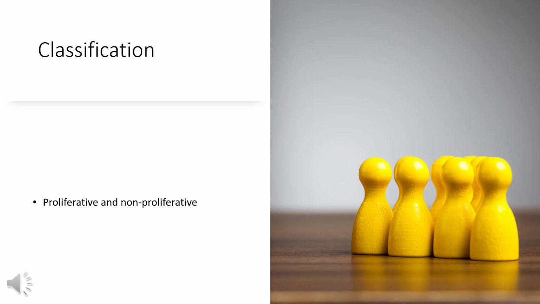The second stage is proliferative diabetic retinopathy, or PDR. This is the advanced stage and it involves neovascularization, vitreous hemorrhage, and retinal detachment. PDR carries a significantly higher risk of severe vision loss.